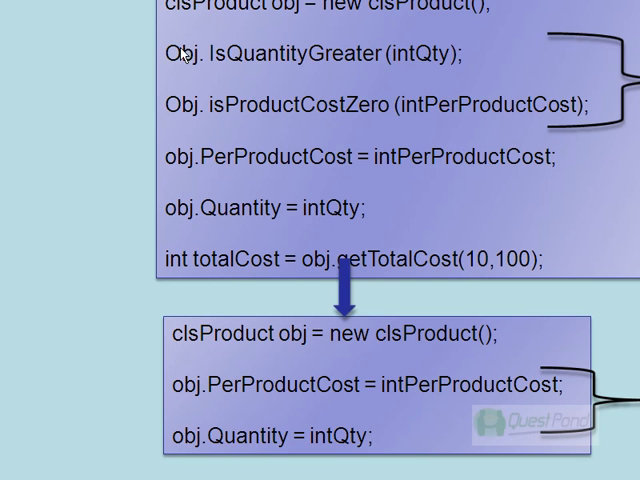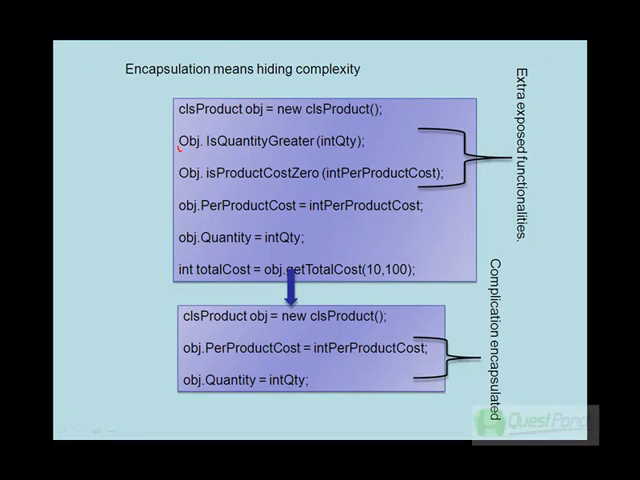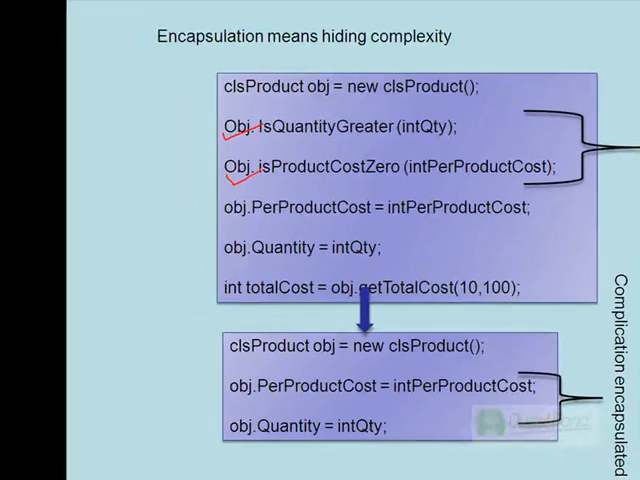Over here you need to interact with 4 different kinds of functions. You need to check is quantity greater, is product cost 0, and then set the per product cost and the quantity. But with encapsulation you just need to set the per product cost and quantity, and all the complications of checking whether the quantity is greater or the product cost is 0 are completely inside the object itself. So encapsulation means hiding complexity.